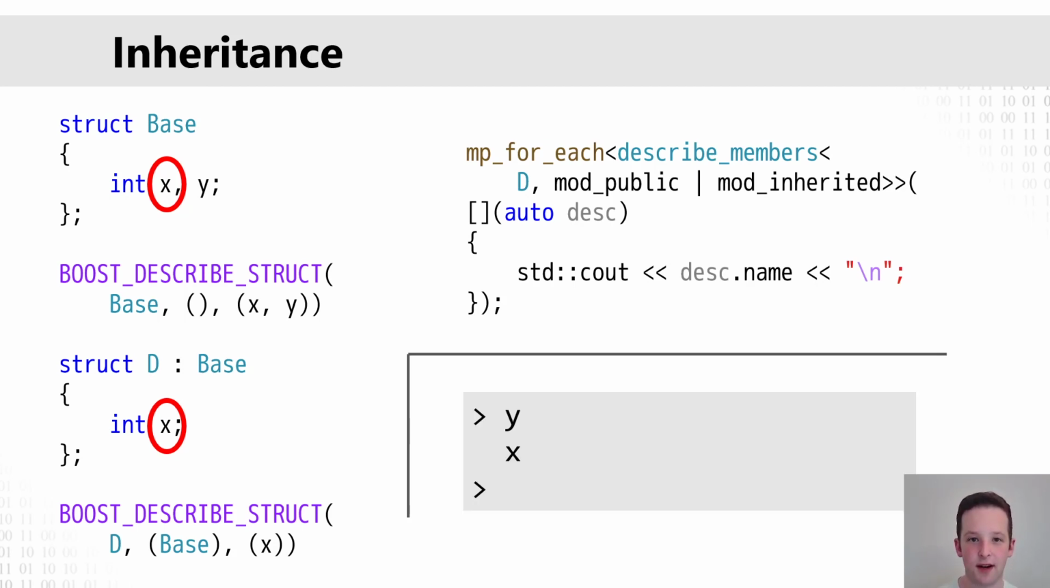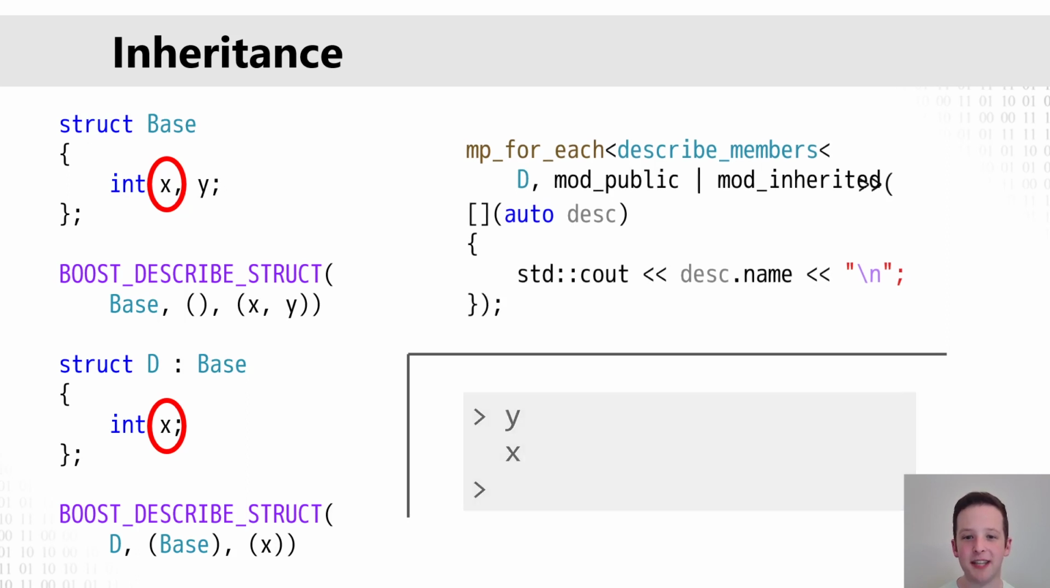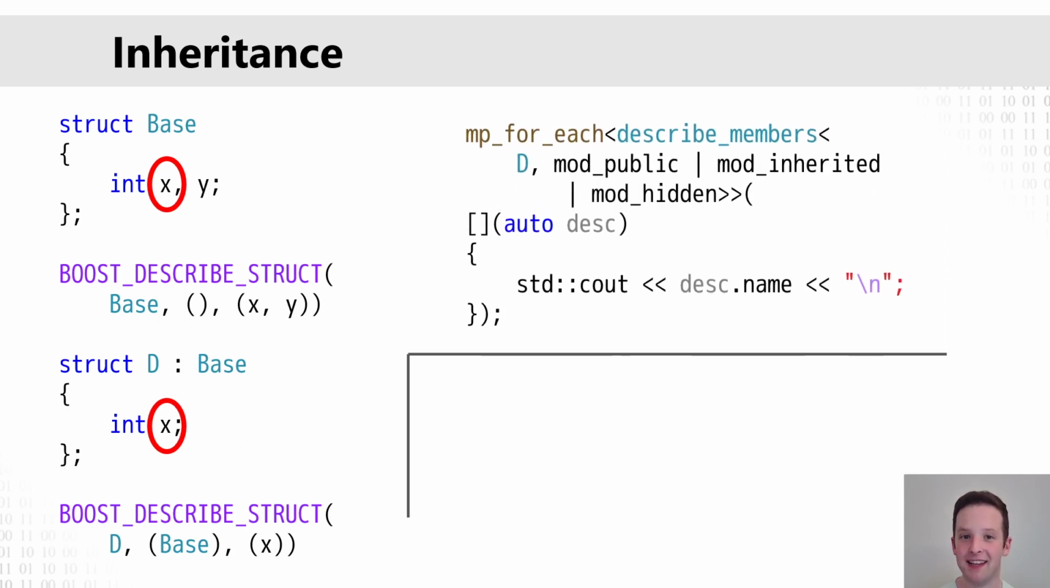And with mod inherited, it gives me the inherited members. Sort of. What it actually does is it gives you the inherited members that aren't shadowed. Because X is a shadowed member, it doesn't show up twice unless I want it to. See, again, Boost.Describe has this flexibility. If you want the shadowed members to show up, you can do that. You just have to add on mod hidden. And then the shadowed members show up. Now you have X and Y from base, and you have X from D.